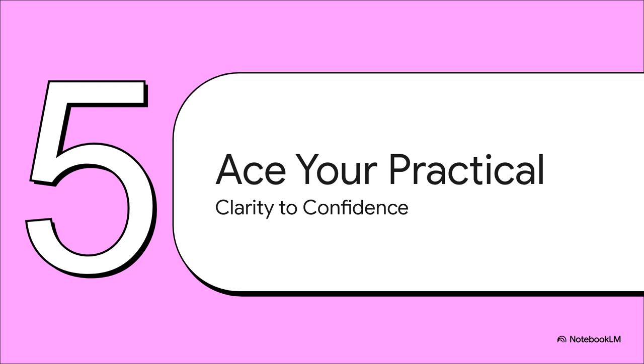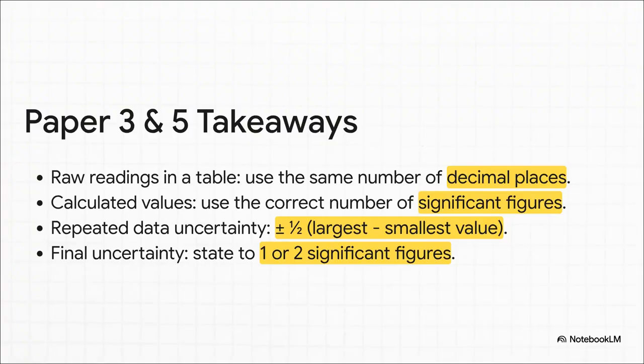Okay, we have the foundation, we have the official rules. Now let's just put it all together into a practical checklist that's going to give you total confidence when you walk into that exam hall. Here they are, the absolute must-knows. Number 1, raw readings in a table. Same number of decimal places every time. Number 2, calculated values. Follow the sig fig rules based on what you're doing.